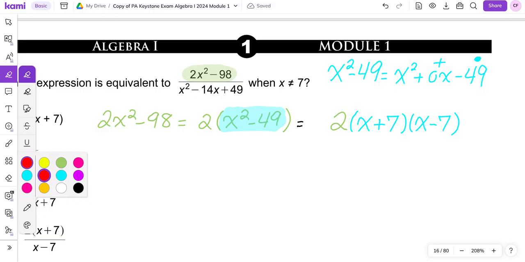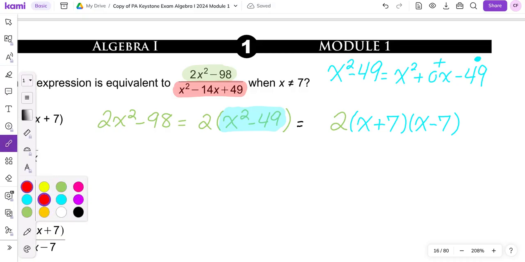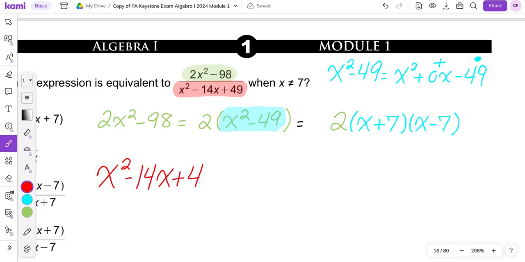The denominator is the x squared minus 14x plus 49. So we have x squared minus 14x plus 49. This is a trinomial with a leading coefficient of 1. So we are looking for two things that multiply to be 49 positive and add to be negative 14.